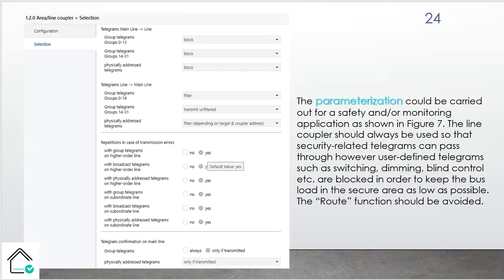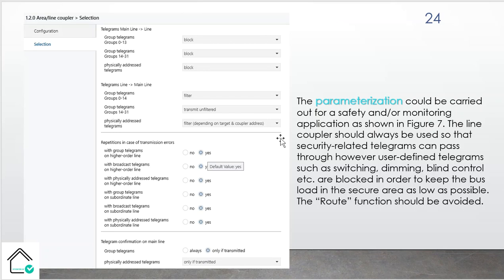Also, because you need to have the right operation, you need to parameterize in the right way. The parameterization could be carried out for the safety and monitoring application. Here you can see the line coupler. I told you it is better to use the line coupler and/or IP router separately for the new line of the security systems.